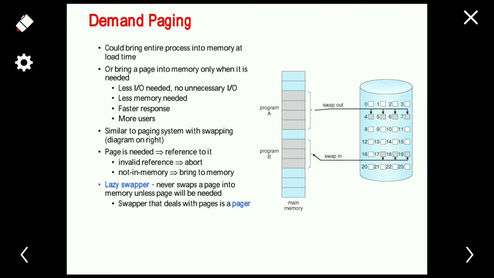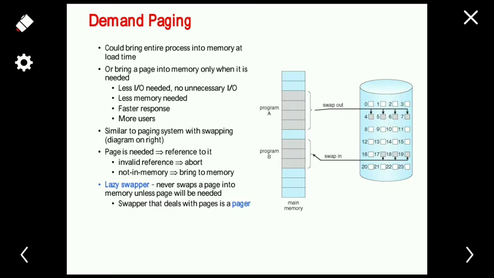So it is going to bring a page into the memory only when it is needed. That means it is going to demand the pages from the secondary storage device whenever there is a need. So here some portion is not needed for execution. If there is a need of that portion for execution, then it is demanded from the secondary storage device to the main memory for the execution.